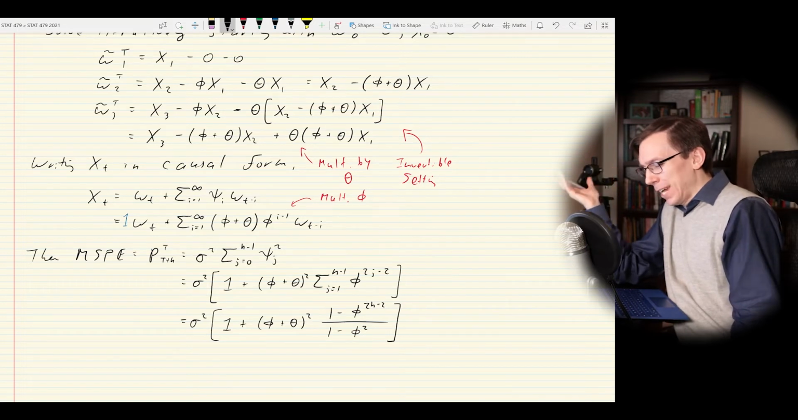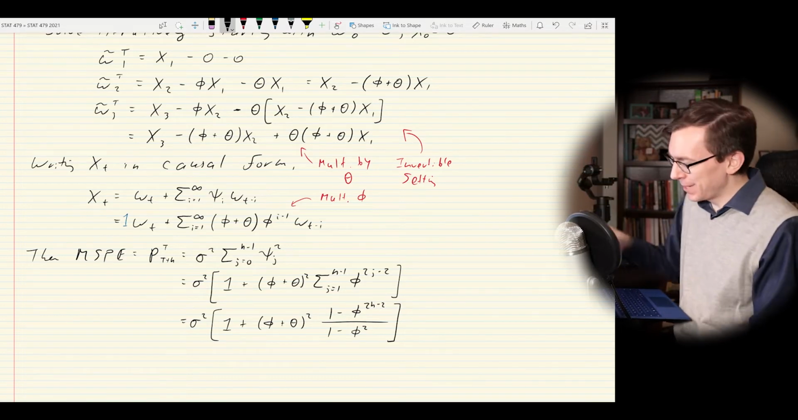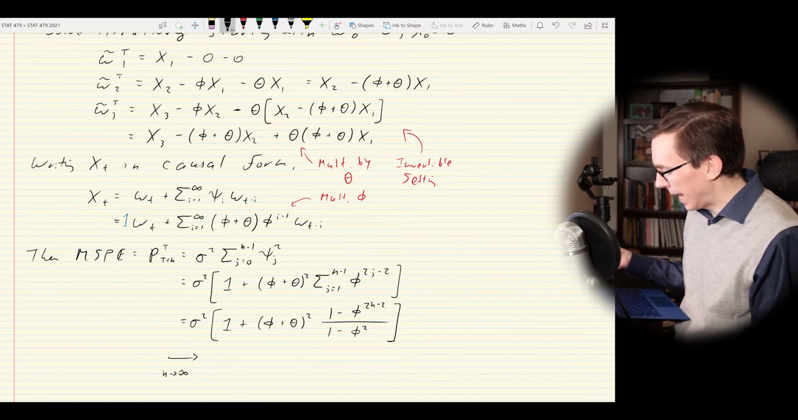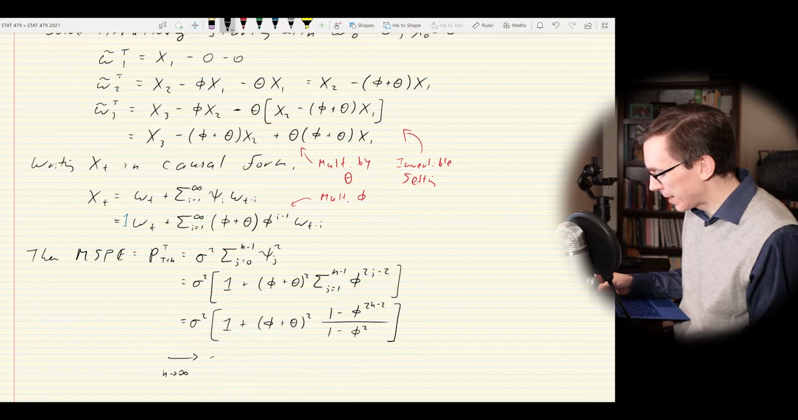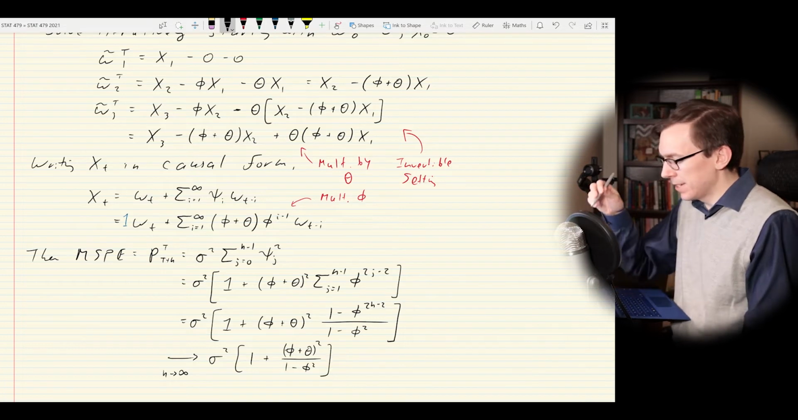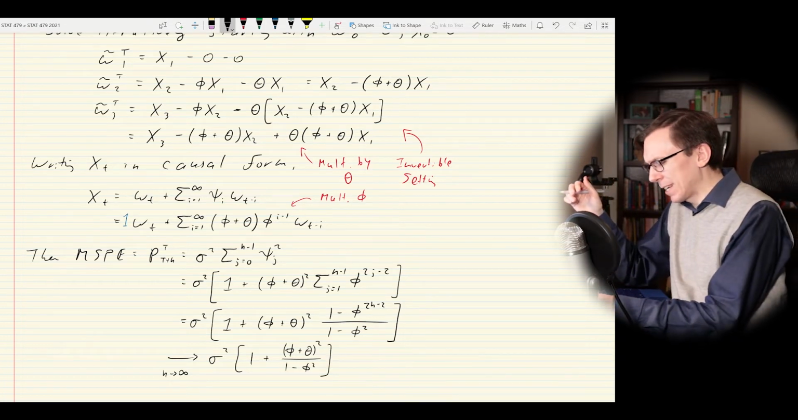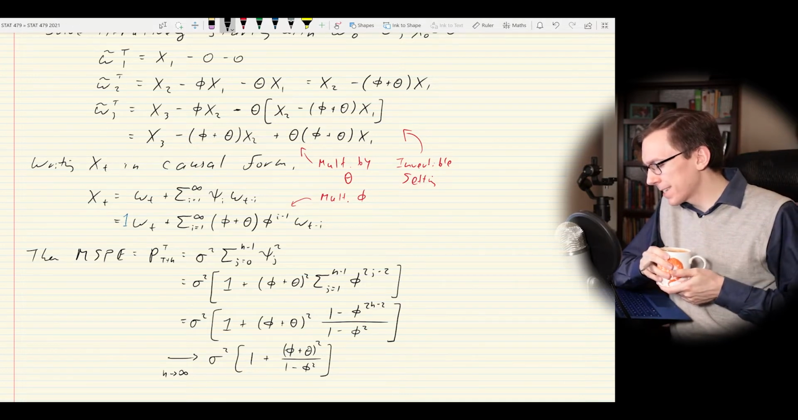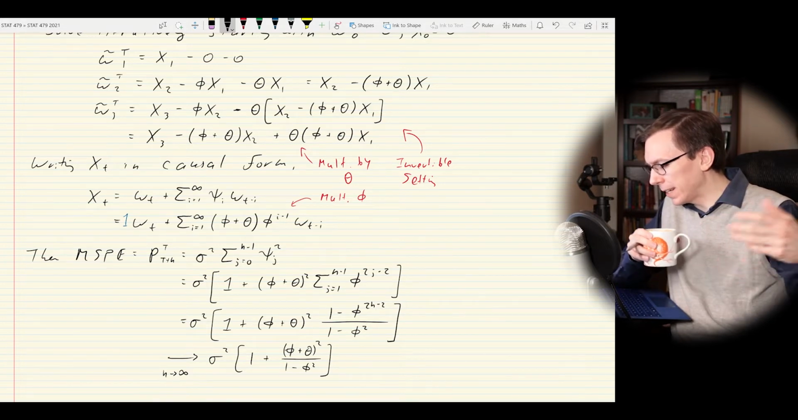And then we say, okay, well, what is this? Well, it's the mean squared prediction error. And as we take h to infinity, what happens? Well, this top term vanishes and we end up with 1 plus phi plus theta squared divided by 1 minus phi squared, as desired from way back when we talked about this. So the idea is that we end up converging to the variance of the process itself when we take h to infinity.